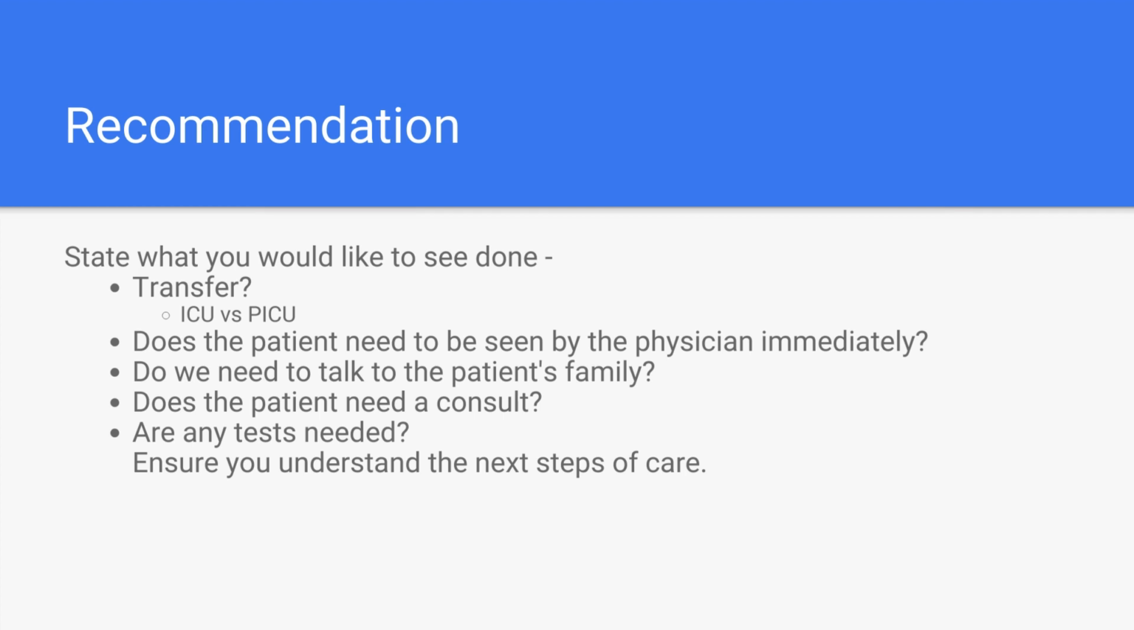And just kind of overall what we would like to see done with this patient, and make sure that any tests are ordered that they need to have ordered, and things like that. And then with recommendation, we also need to ensure that we understand the next steps of their care. So this could mean, how often does the physician want us to take their vitals? Does the physician want us to follow up?